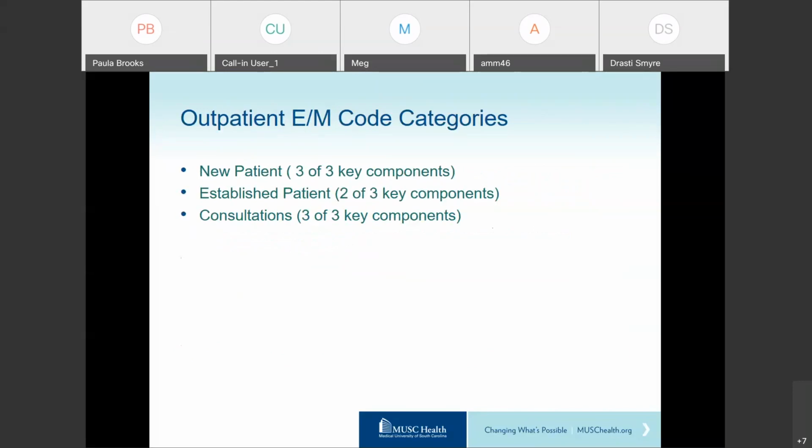The 3 categories of evaluation and management services that we're going to focus on today are new patients, established patients, and consults. You'll notice that I included on this slide what is required as far as the 3 key components for the levels of service for each of those codes. The difference is established patients only require that 2 of those 3 key components be met. Your new patients and your consultations both require that all 3 key components meet or exceed the level of service that you're choosing.